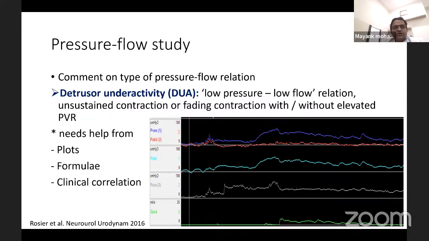Same goes for detrusor underactivity, low pressure, low flow. These are ICS terminology, which I would encourage people to use when reporting. So either we have unsustained contractions or fading contractions, with or without elevated PVR. Now, for the cause of underactivity, we need help from plots, formulae, and clinical correlation. We have already discussed this earlier.